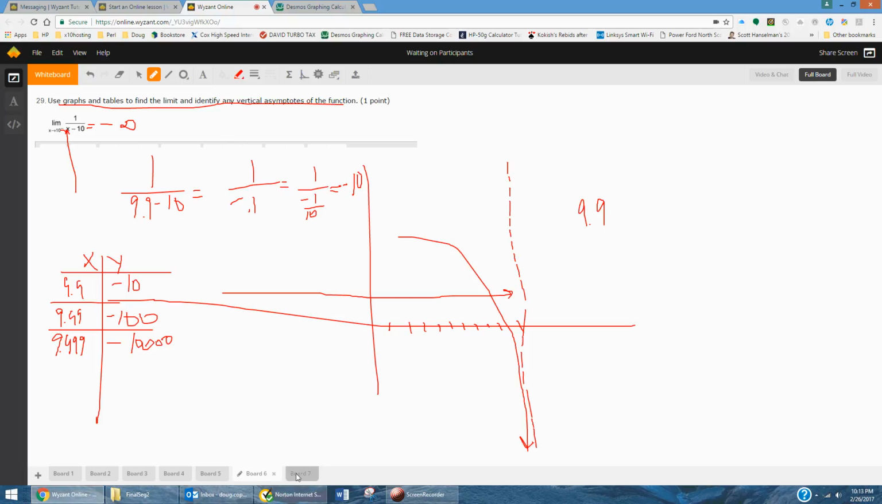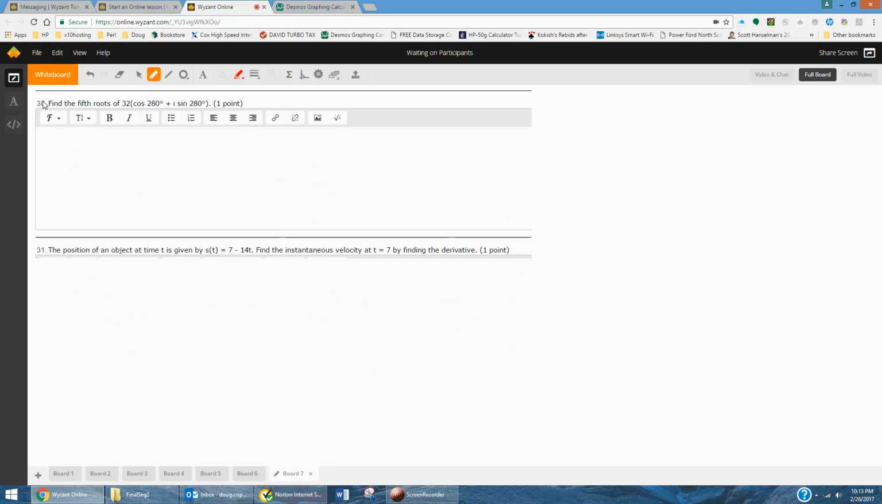Next case, board 7. Hard problem. I'm just going to show you how to do this. 31, easy problem. Position function. If you take the derivative of the position function, you've got the velocity. If you put this number into the velocity function, you get the instantaneous velocity. This is kind of, forgive me, a stupid problem. All right, S of t equals 7 minus 14t.